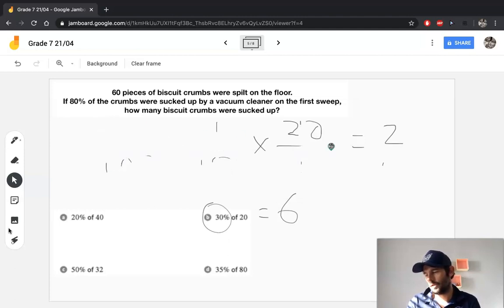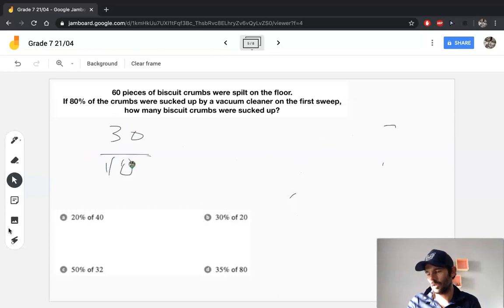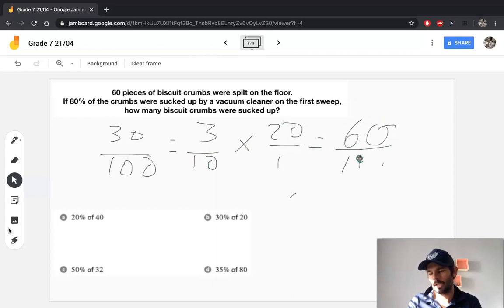Okay, 30 over 100, which equals 3 over 10, multiplied by 20 over 1 equals 60 over 10, which equals 6. Okay, 50% of 32, I'm hoping that you recognize that 50% is just half, so you don't really need to work anything out there. Half of 32 is going to be 16.